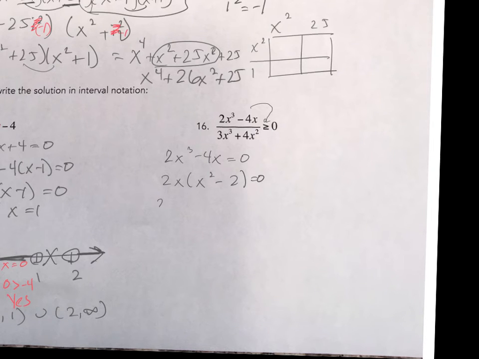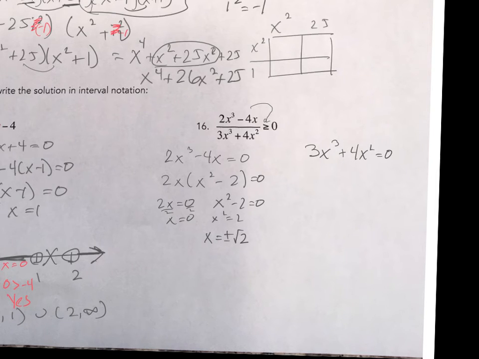Please make sure you take all of your factors, set them equal to 0. So here we get x equals 0 because you divide by 2. Here we get x squared equals 2. We're going to have x equals plus or minus radical 2. You'll have a calculator, so you'll have to get the decimal of that one. Now we're going to take the denominator, 3x to the third plus 4x squared, set that equal to 0.